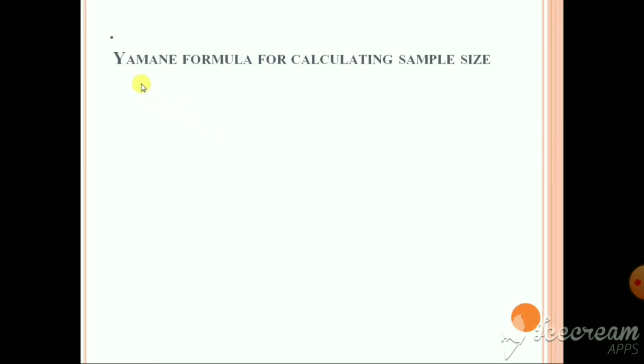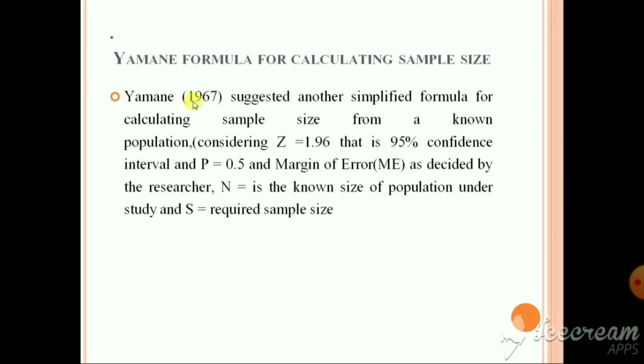Now another formula, that is Yamane's formula for calculating sample size. Yamane in 1967 suggested another simplified formula for calculating sample size from a known population, considering Z equals 1.96, that is 95% confidence interval, P equals 0.5, that is population proportion, and margin of error as decided by the researcher. N is the known size of the population under study, not the sample size, and S is the required sample size. Therefore, S is equal to N by 1 plus N into margin of error squared.